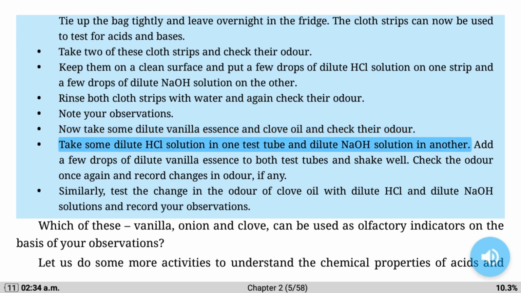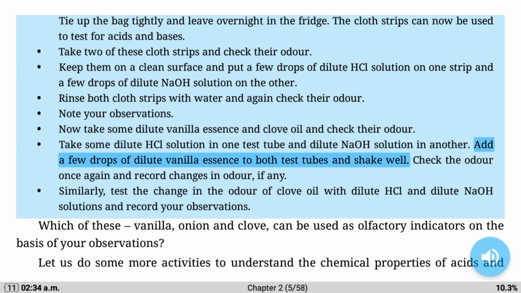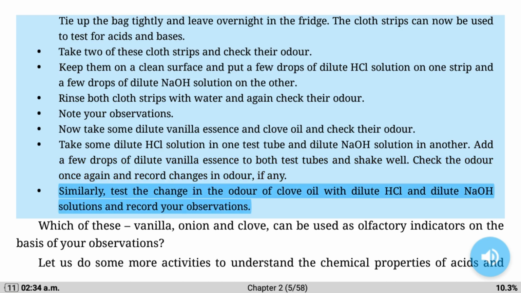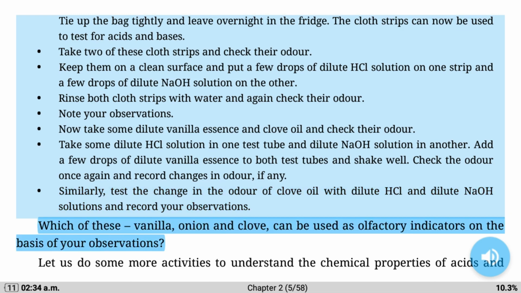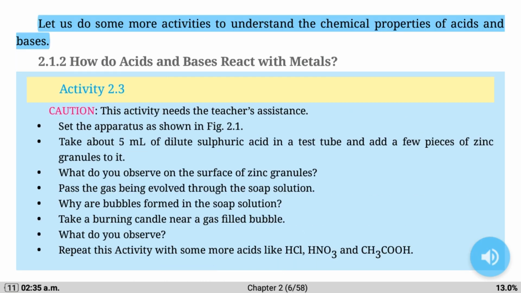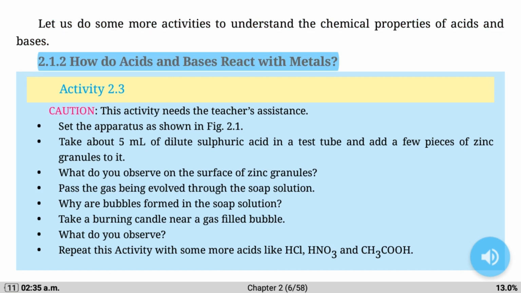Take some dilute HCl solution in one test tube and dilute NaOH solution in another. Add a few drops of dilute vanilla essence to both test tubes and shake well. Check the odor once again and record changes in odor, if any. Similarly, test the change in the odor of clove oil with dilute HCl and dilute NaOH solutions, and record your observations. Which of these vanilla, onion, and clove can be used as olfactory indicators on the basis of your observations? Let us do some more activities to understand the chemical properties of acids and bases.